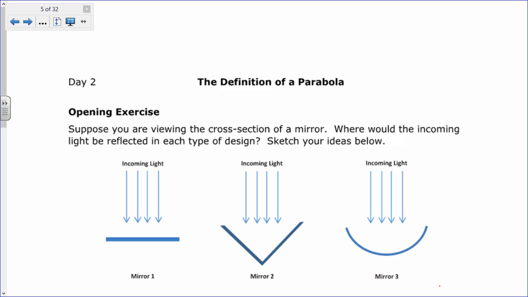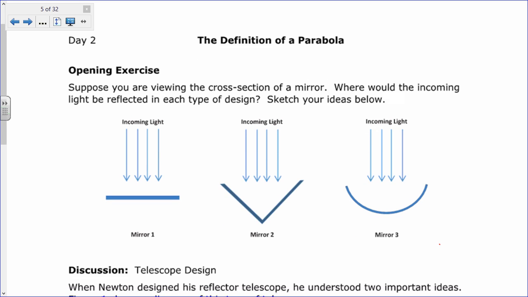Hi and welcome to Parabolas Day 2. So we're going to jump around a little bit for today, but we're going to start with the definition of a parabola, which is the name of the lesson. Suppose you're viewing a cross-section of a mirror. Where would the incoming light be reflected in each type of design? Sketch your ideas below.